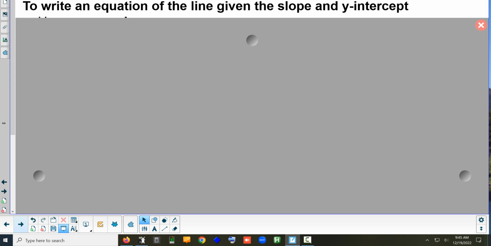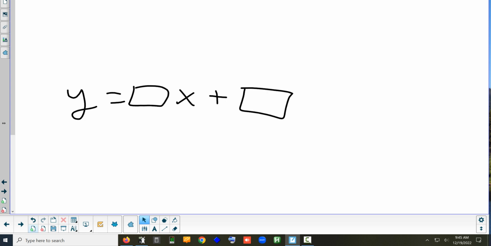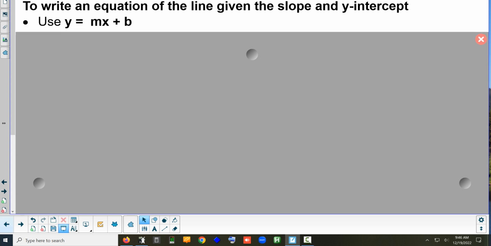So we're going to start out with the easiest one. How do you write the equation of a line if they give you slope and the y-intercept? Because remember, every answer we do today is supposed to look just like this. All you have to do is fill in those 2 boxes. But that's what every single answer should look like today. So how do you write the equation of a line given the slope and y-intercept?